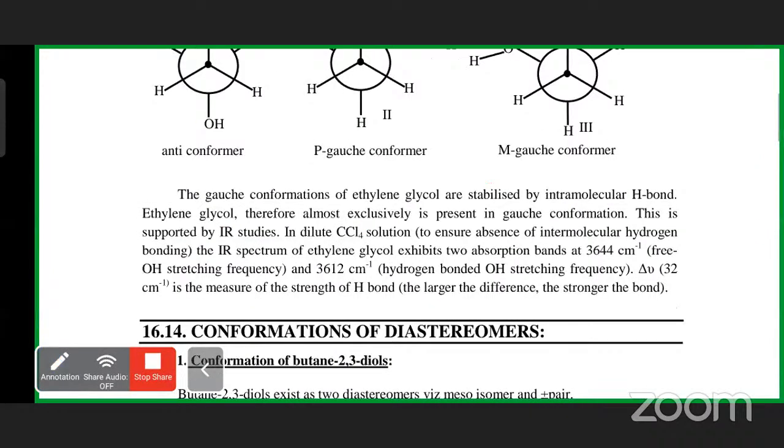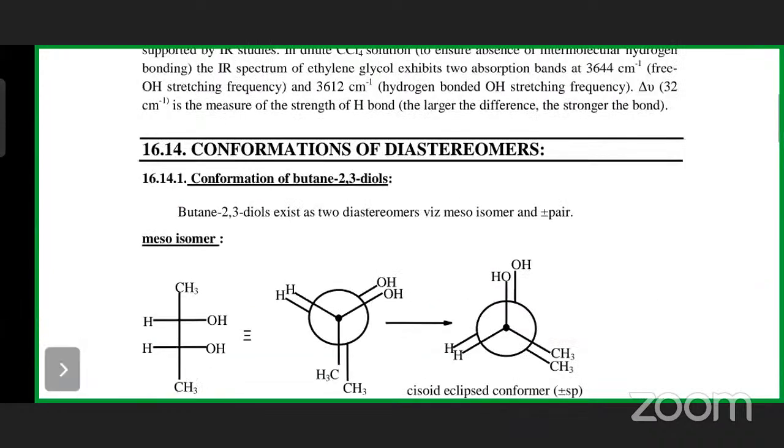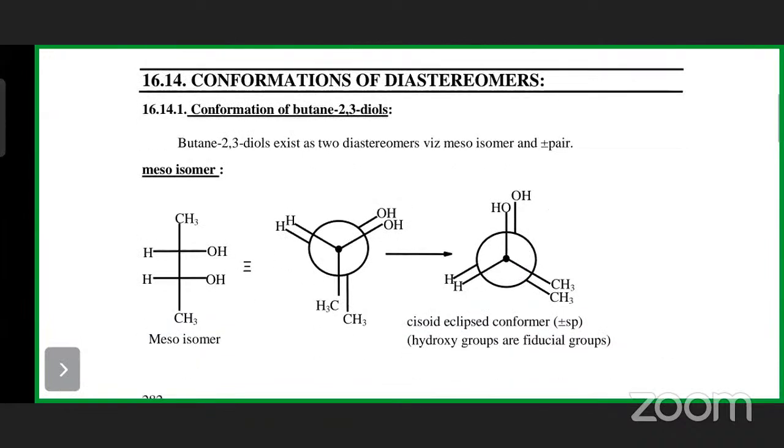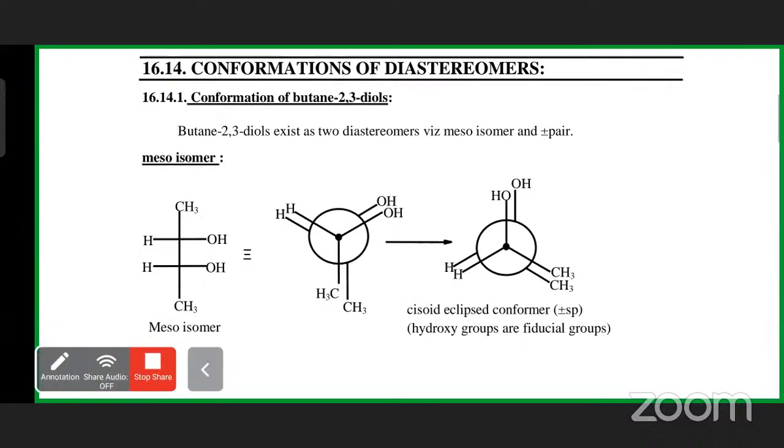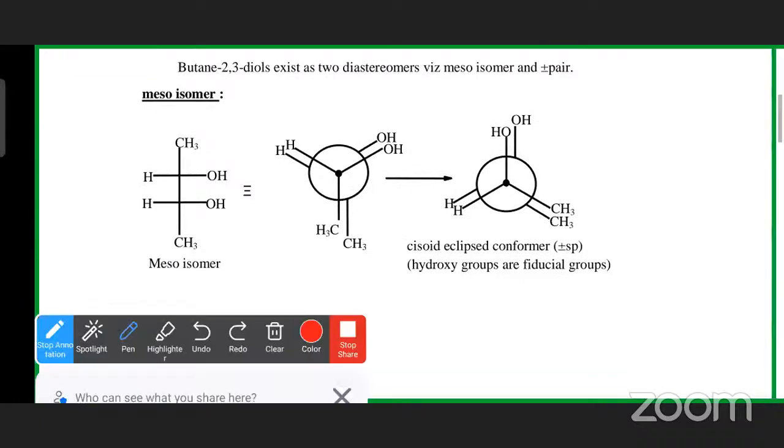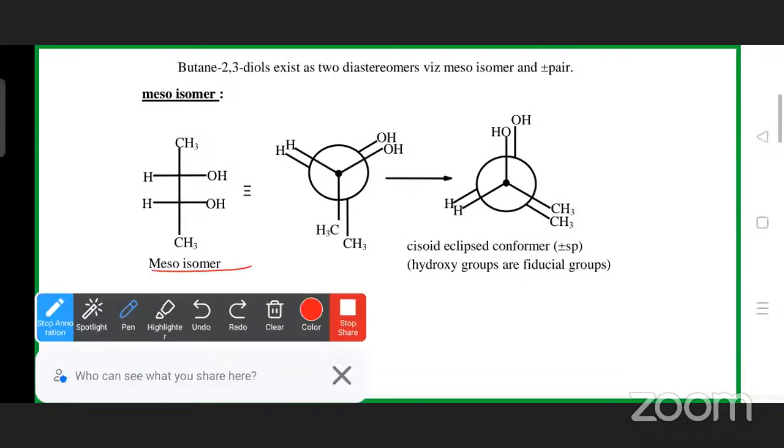Okay? Right. Now here the conformations of diastereomers. So what are the conformations of these? The most stable conformer, the highest stable and the least stable, that thing you have to identify here. Okay. So first we'll see the meso compound here, right? The meso compound. Okay, it is meso. Why it is meso here?